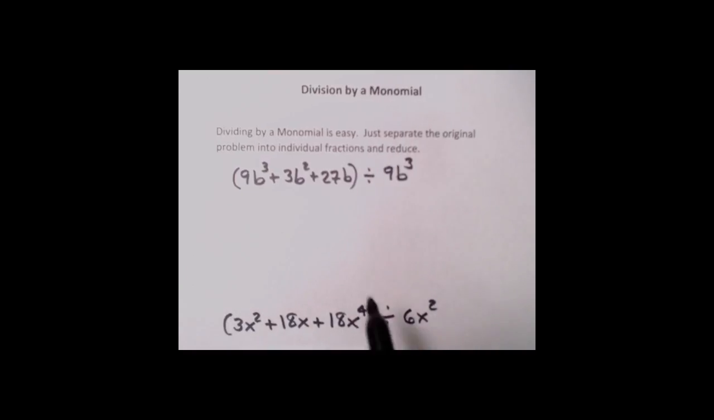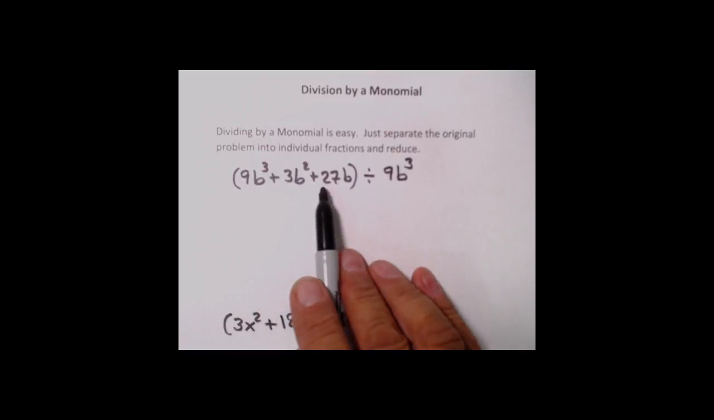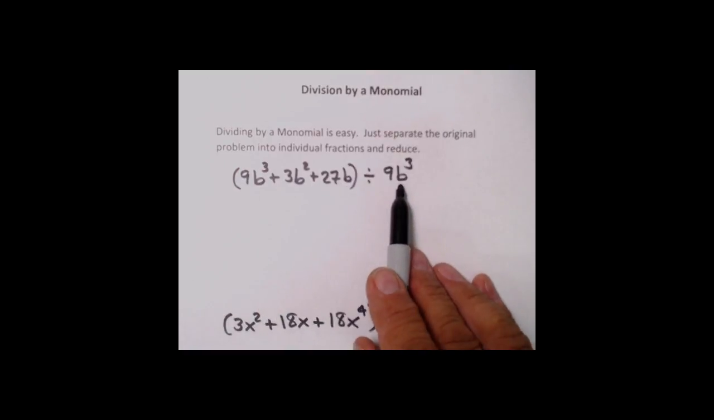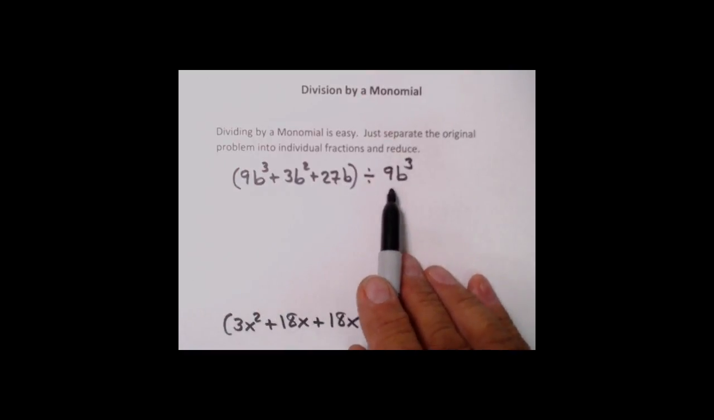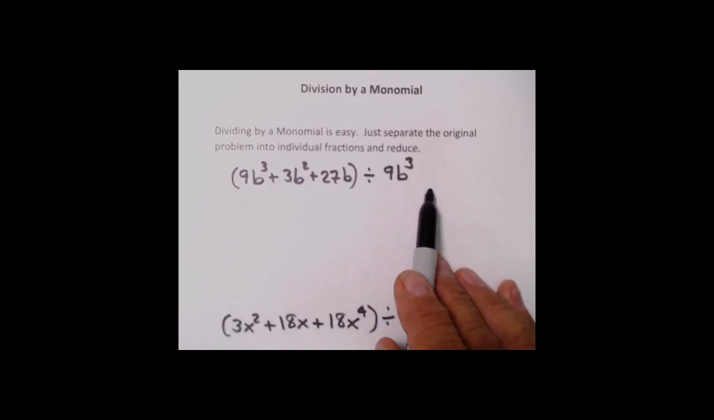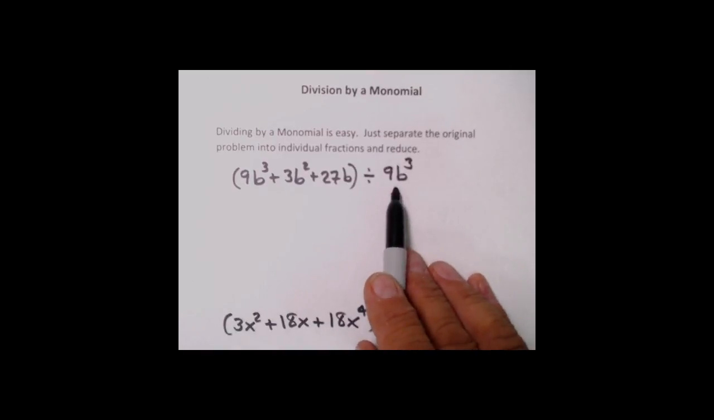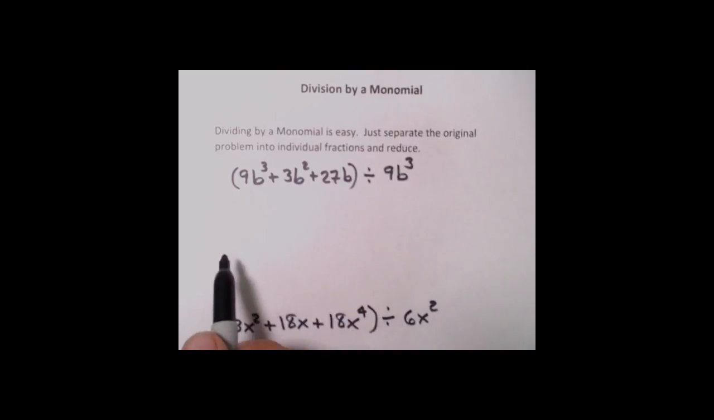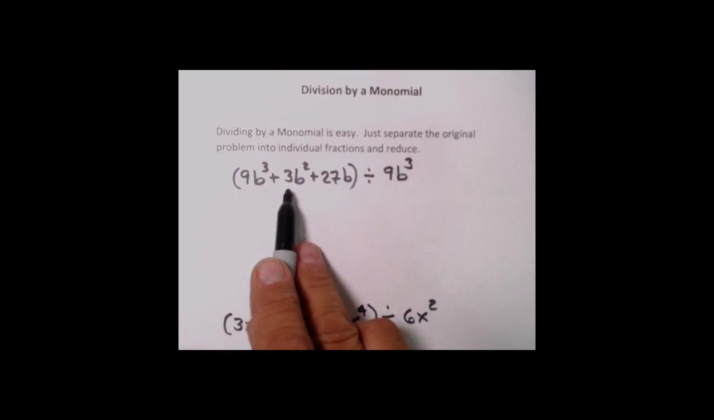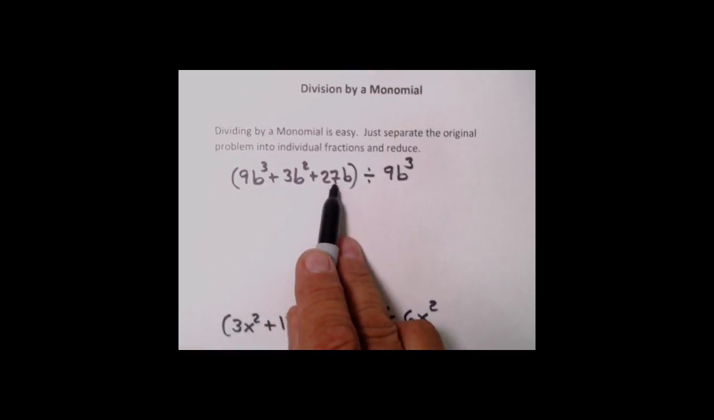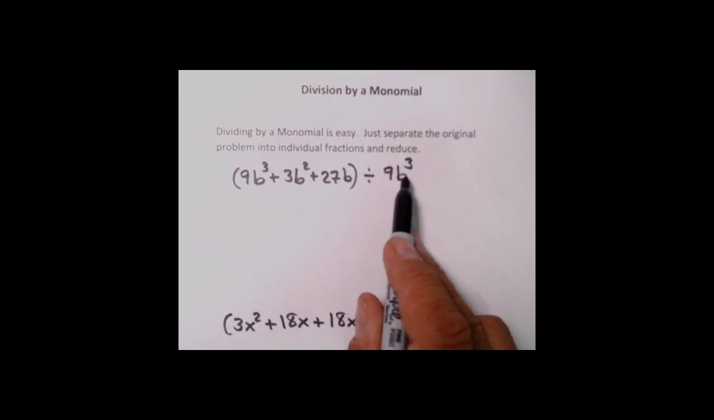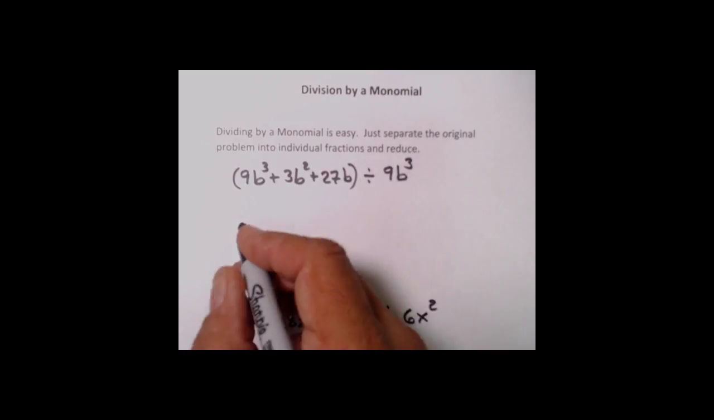So here's the idea. We've got this trinomial, we're dividing it by a monomial. Now I want to remind you this method only works when you're dividing by a monomial, which is a single term. Dividing by a binomial or higher is more involved, and we'll show you that in another topic. But right here, all you do is split each of these terms out in separate fractions and write this as the denominator of each one of them, and then just simply reduce.